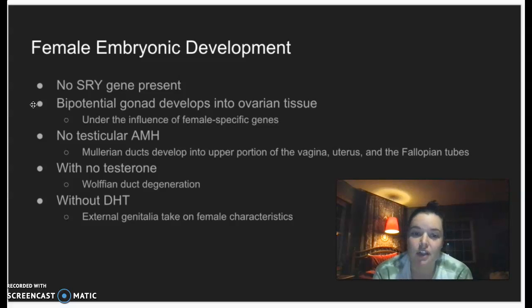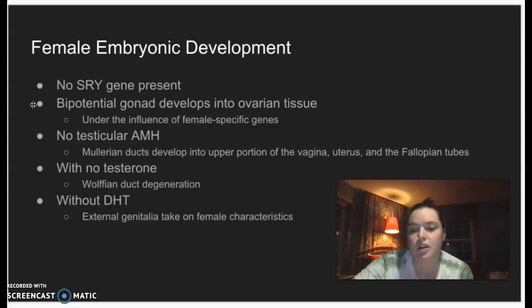With no testicular AMH, the Müllerian ducts will then develop into the upper portion of the vagina, the uterus, and the fallopian tubes. There also is no hormone testosterone in the female embryonic development, so that will cause the Wolffian duct degeneration. And then without DHT, the external genitalia will take on female characteristics versus those male characteristics.